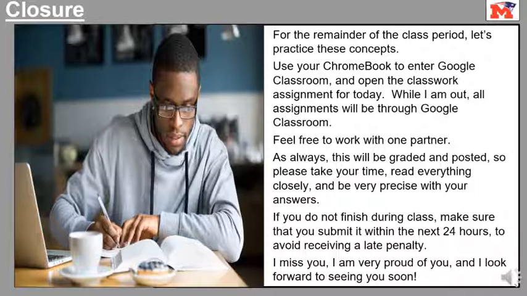Feel free to pick one partner and work with that person. As always, this will be graded and posted, so please take your time, read all instructions, sentences, and words very closely, and be very precise with your answers. If you do not finish during class, make sure that you submit it within the next 24 hours to avoid receiving a late penalty.